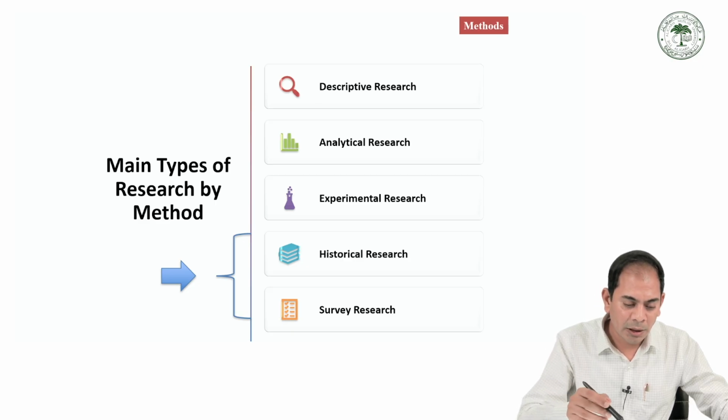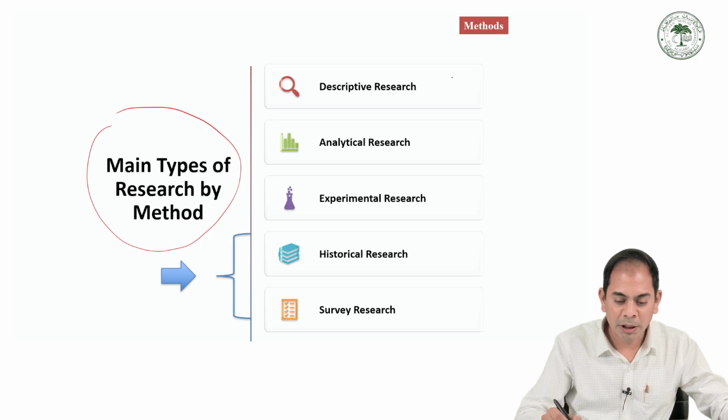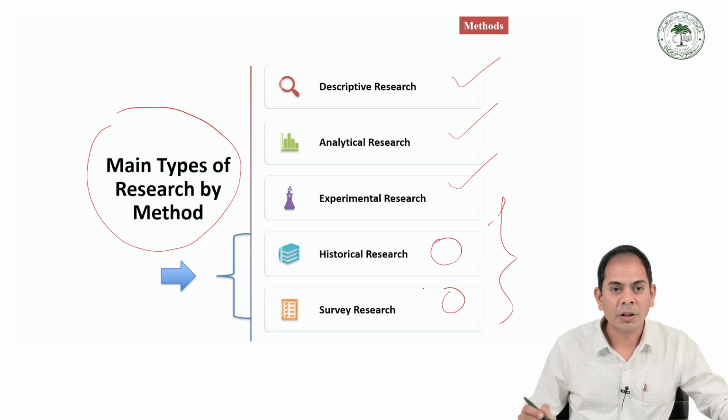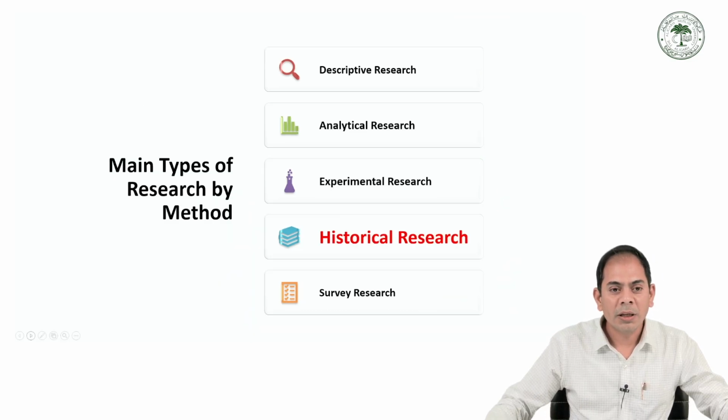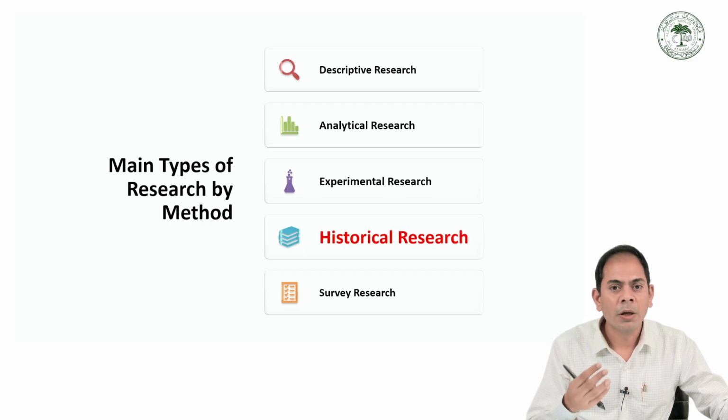An important thing is the main types of research by the methods. Number one is descriptive research, analytical research, experimental research, and today we will discuss historical and survey research. The main important thing with historical research: exactly what is historical research? Historical research is a type of research that studies past events, ideas, people, and developments in order to understand the present and predict the future trend.